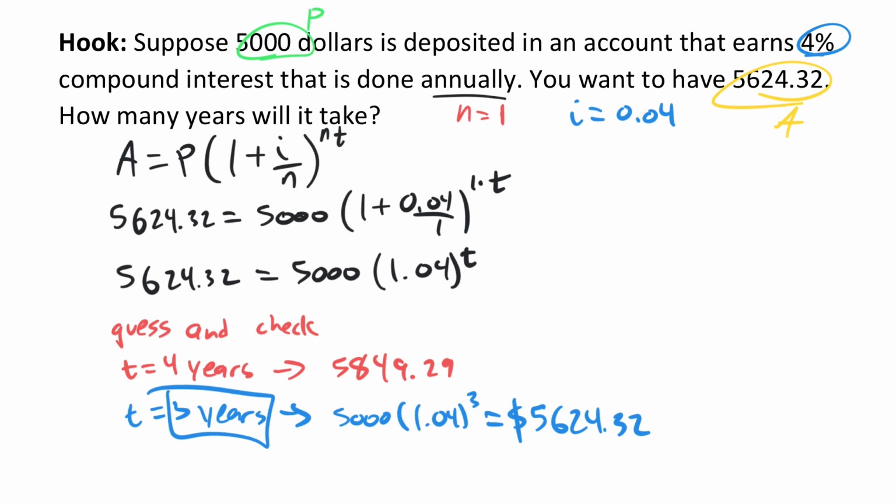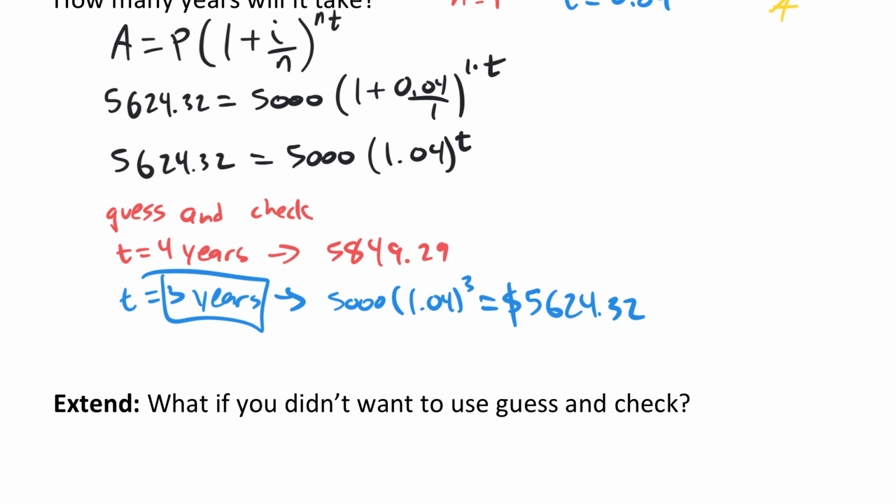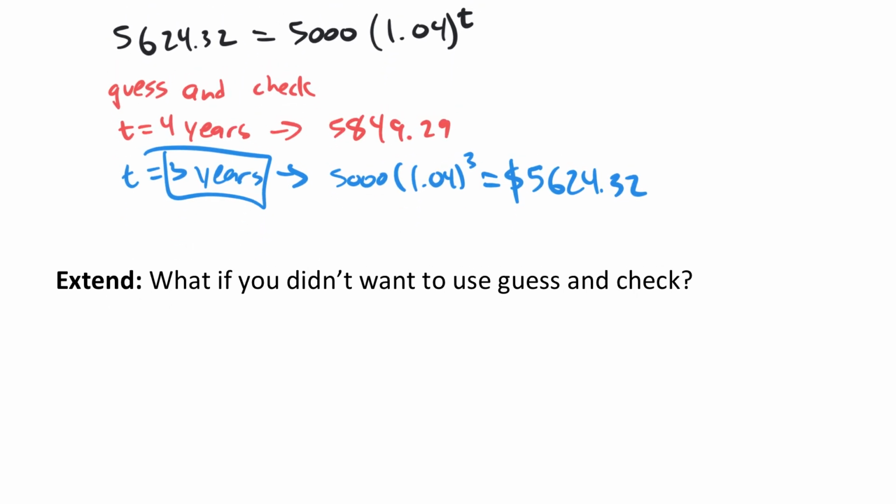We don't want to guess and check all of those numbers. And so obviously the question here is, what if you didn't want to use guess and check? Is there some way to solve this equation? We have 5,624.32 equals 5,000, 1.04 to the t.